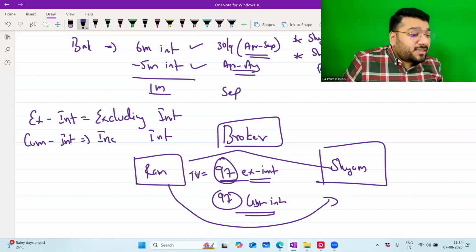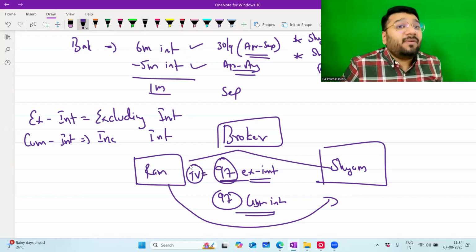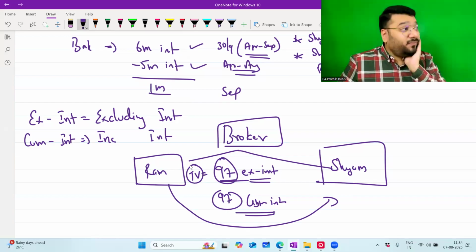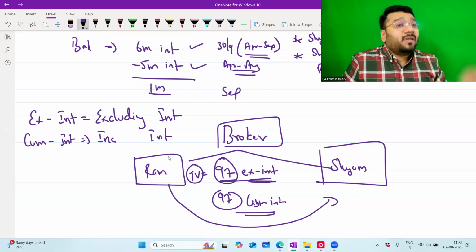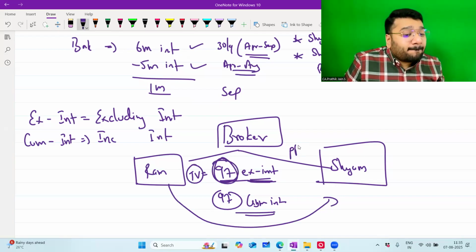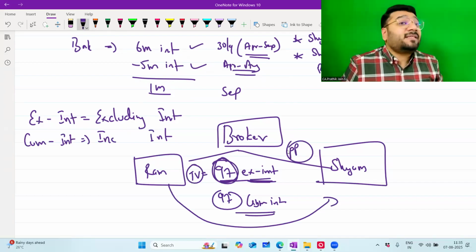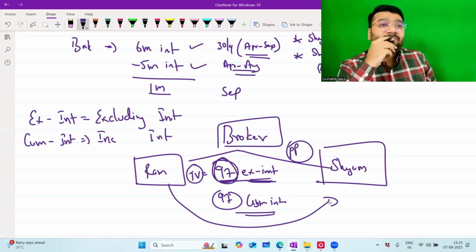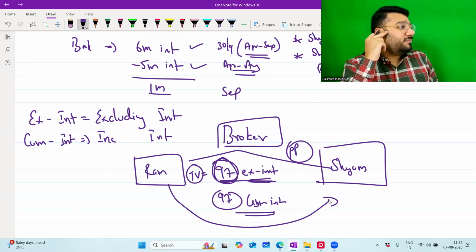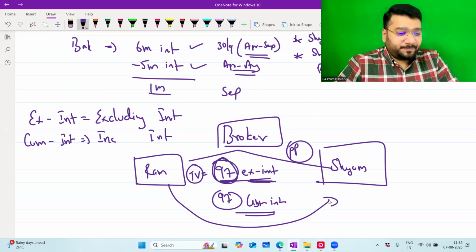When the broker gets the transaction done between Ram and Sham, they'll agree on one transaction value. If the transaction value is ex interest, what does it mean? Between Ram and Sham, this 97 rupees is purely the purchase price of the investment. Then interest Ram has to pay. Yes, he has to pay. He will pay this separately to Sham, not through the broker. Are you able to follow? Okay, I'll give one more example.